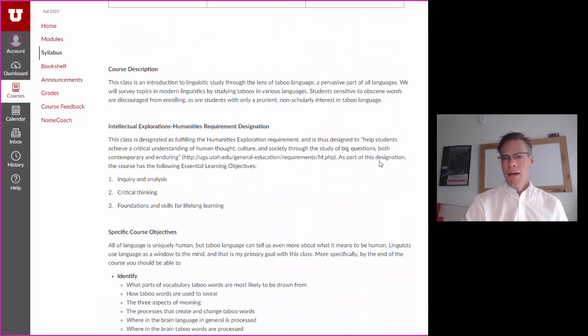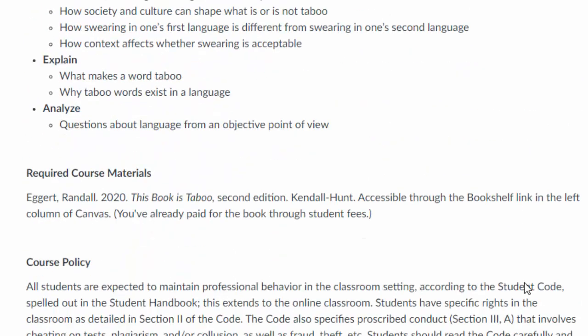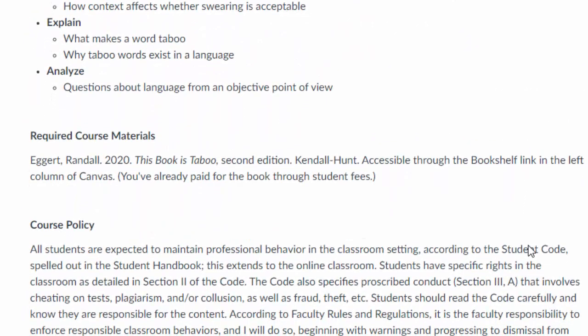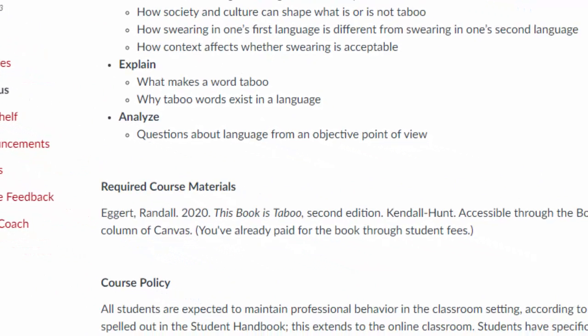You scroll down. I'm not going to read all of this. You can read it. Well, you're expected to read it. So a couple of things I want to point out. Yes, the class does fulfill a humanities requirement for intellectual explorations. Required course materials, you need to download the second edition of the book. This book is Taboo. You can get that by going over here to Bookshelf, and I have a separate tour for how to do that exactly.